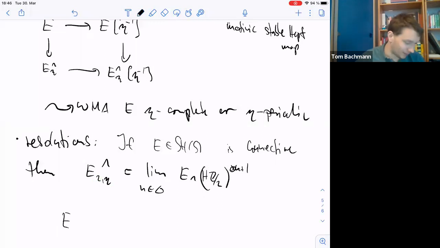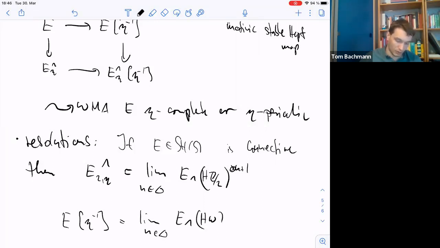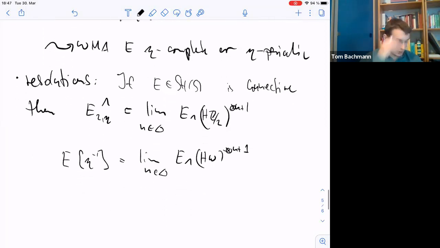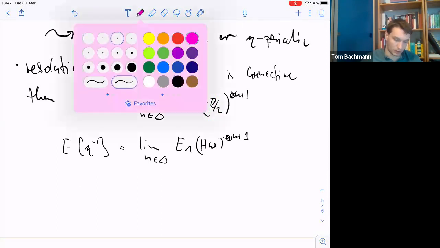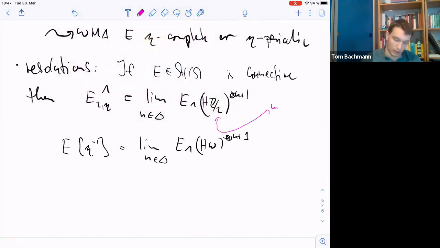Okay. And the other thing is if you invert eta, then what you obtain is, well, you can obtain it as follows. You take another limit. Basically, you resolve with respect to a different spectrum. Limit over n in Delta of E smash HW to the n plus 1. Okay, so maybe HZ/2, that's a reasonable guy. That's the motivic cohomology spectrum. We sort of know this, right? So let's say we pretend we know this. This is the motivic cohomology spectrum.